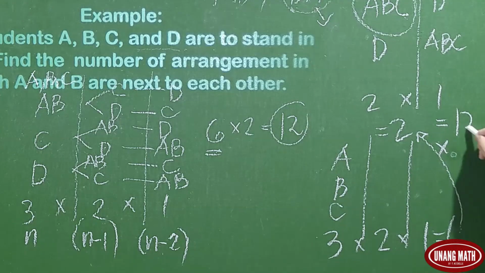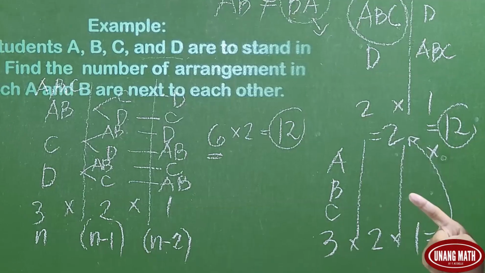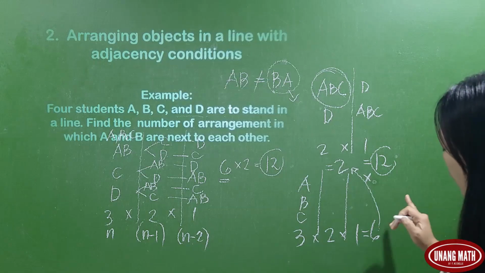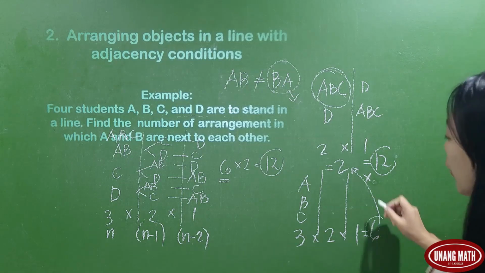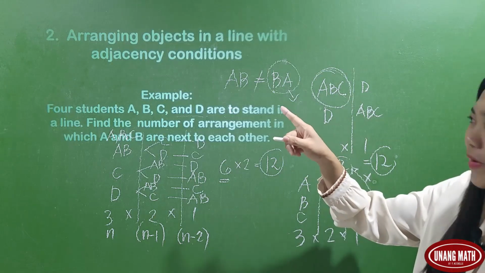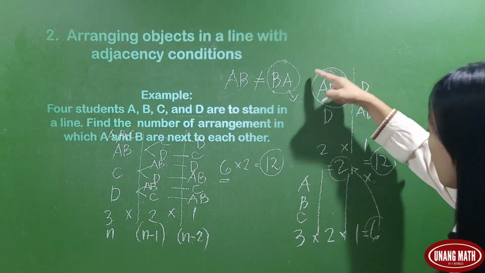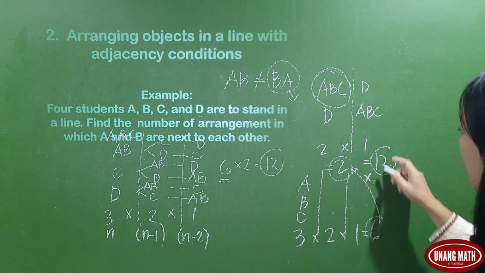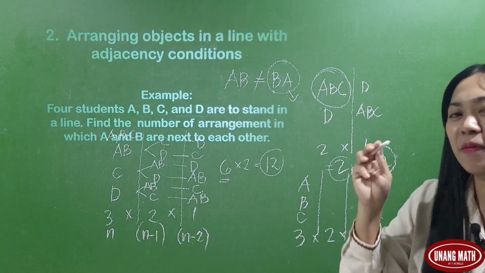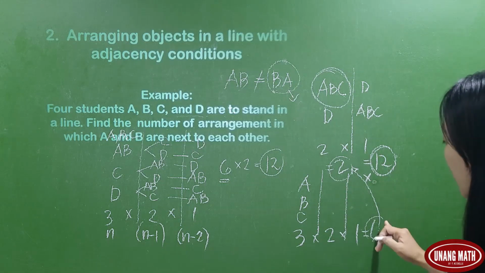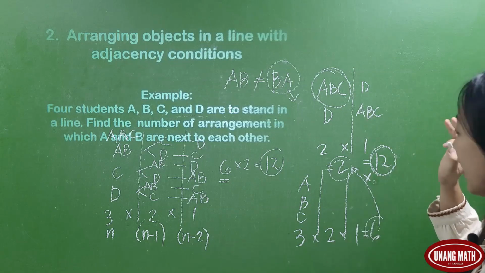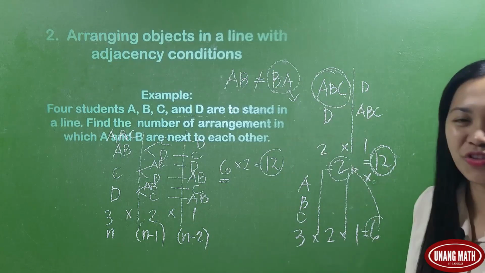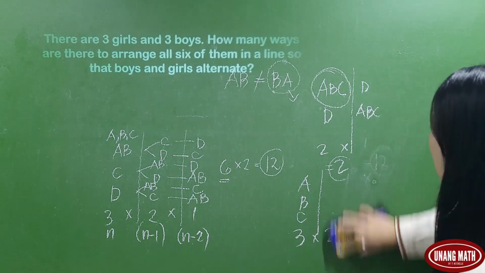So that means we have 12 arrangements in which A, B, C are next to each other. What we did here is we got the outcomes in the first arrangement, and in this grouping we also need to get the outcome, and we multiply these 2 outcomes to find the total possible outcomes. And we found out that we have 12 arrangements in which A, B, C are next to each other. Okay, moving on.